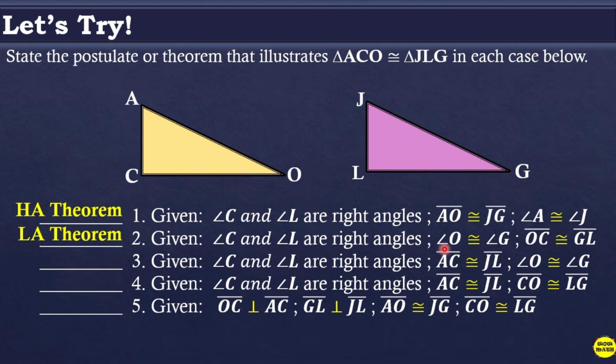Another, we have AC is congruent to segment JL, and then angle O is congruent to angle G. So we have the leg and the angle. So this is LA theorem.